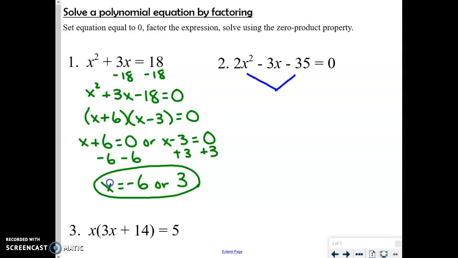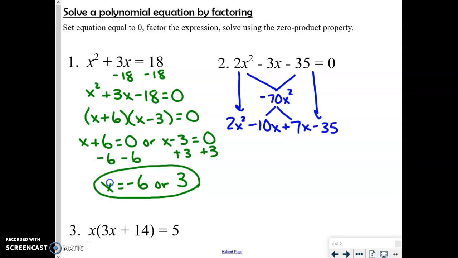So we multiply the two outside together, and that gives us negative 70x squared. And now we ask ourselves the question, what factors of negative 70x squared when added together give us negative 3? And the answer is negative 10x and positive 7x. We bring down the outside two terms, which gives us 2x squared minus 10x plus 7x minus 35. We're not going to forget about the 0, but we're not going to worry about it right now until we've completely factored this.